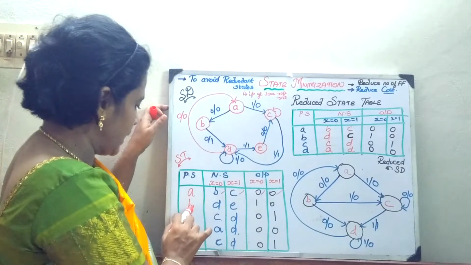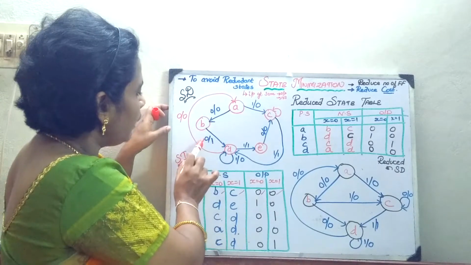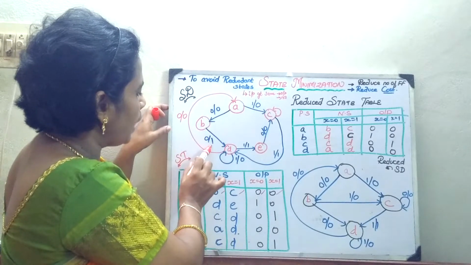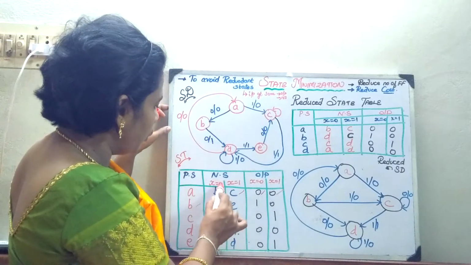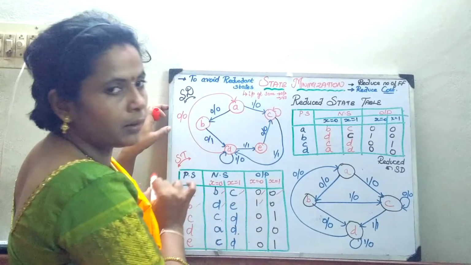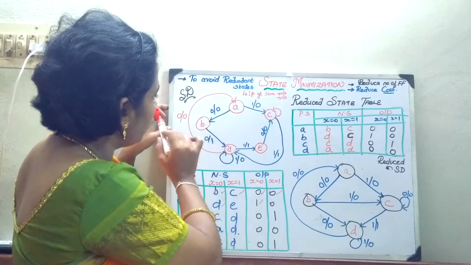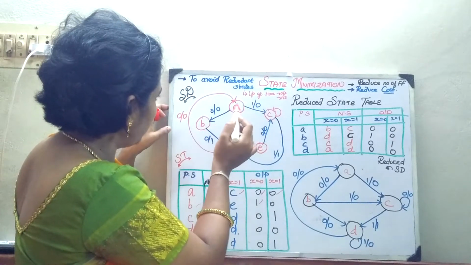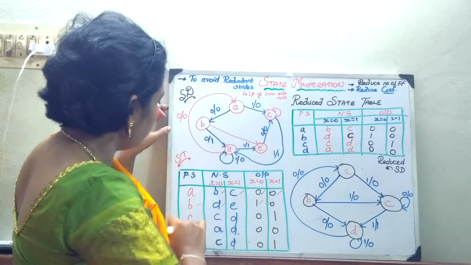For example, the next case, B. What happens? It goes to D when my input is 0 and my output is 1. So B goes to state D when my input is 0, and for the same input 0, what is my output? 1. Next, B goes to E. I think I have left out one. B goes to E.